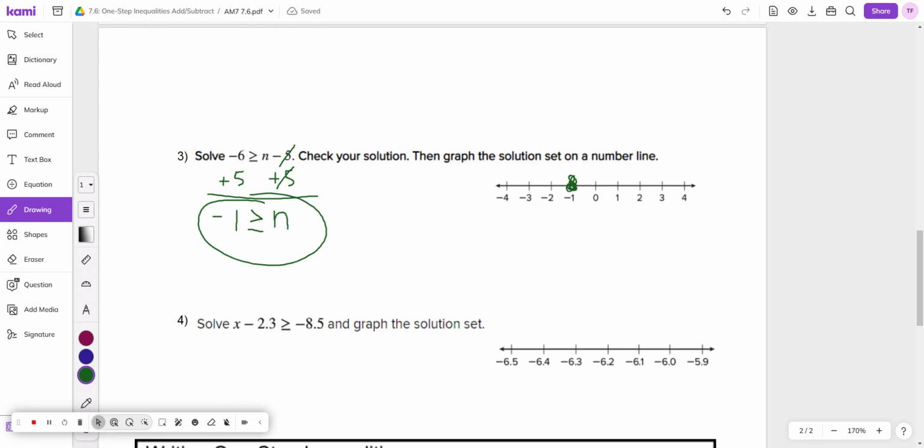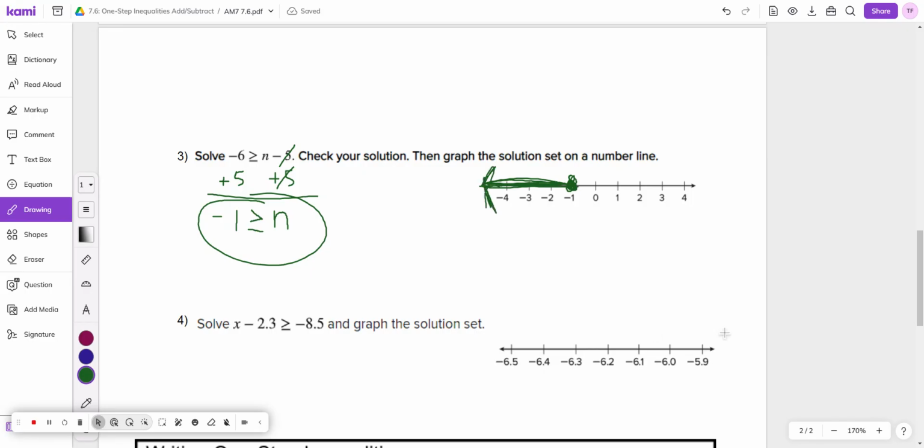Ugh, that looks terrible. Well, that's the best I can do at this point. All right, now looking at n, remember the inequality symbol opens up towards the bigger value. I see it's opening up to the number -1, which means the n is smaller than the solution, which means I'm going to shade to the left.